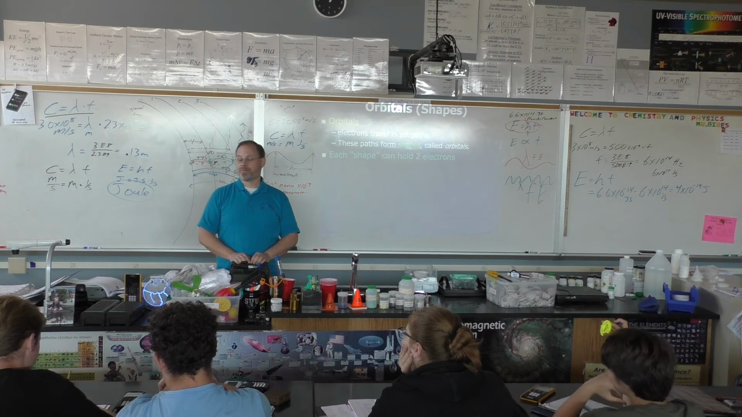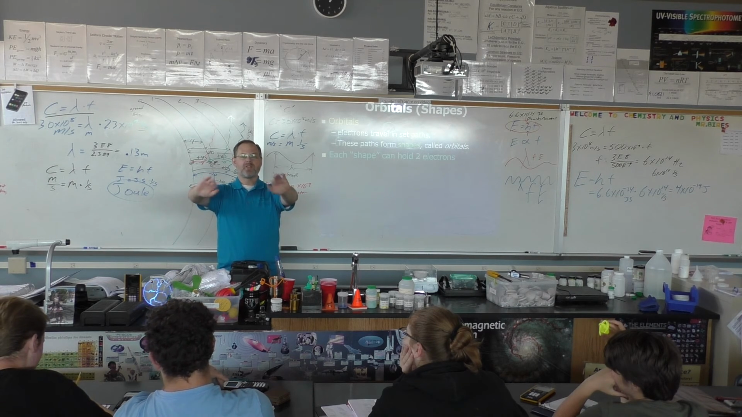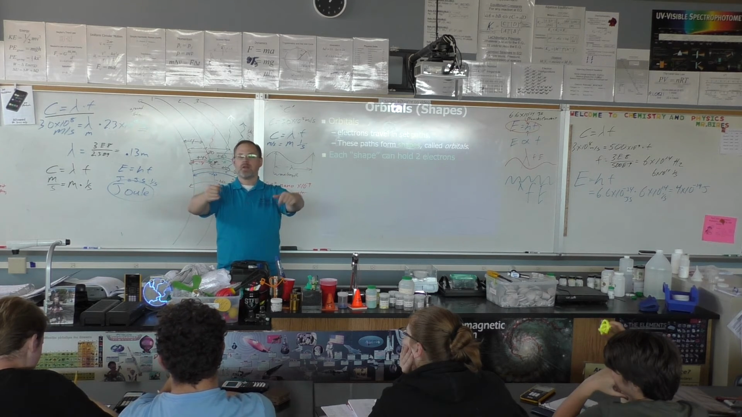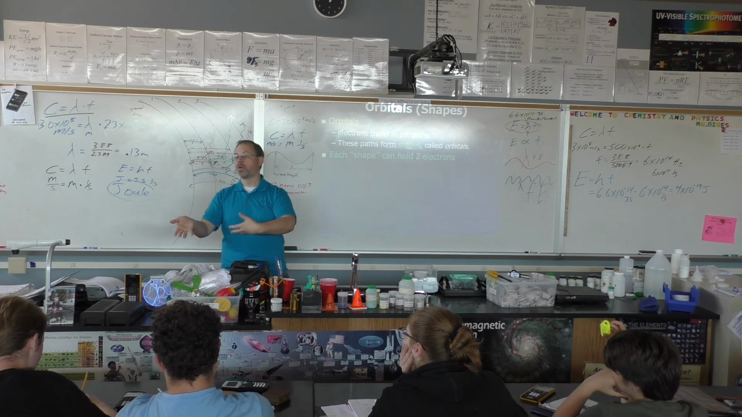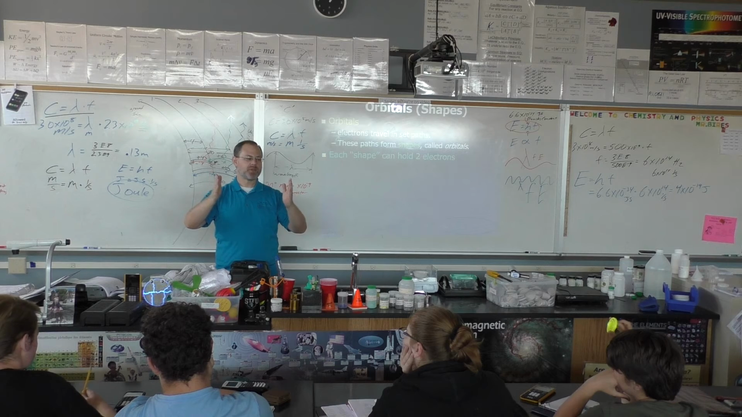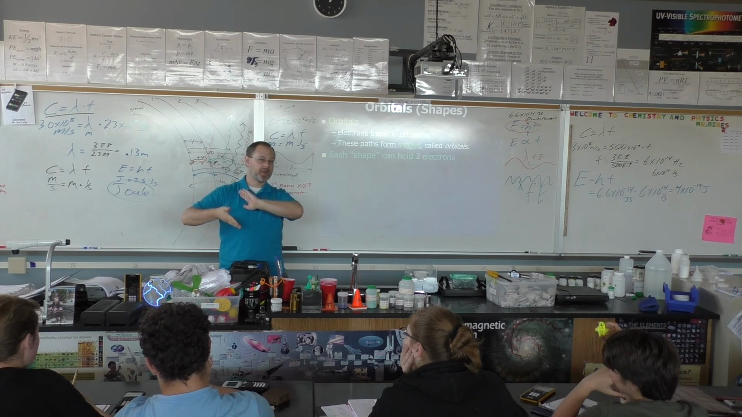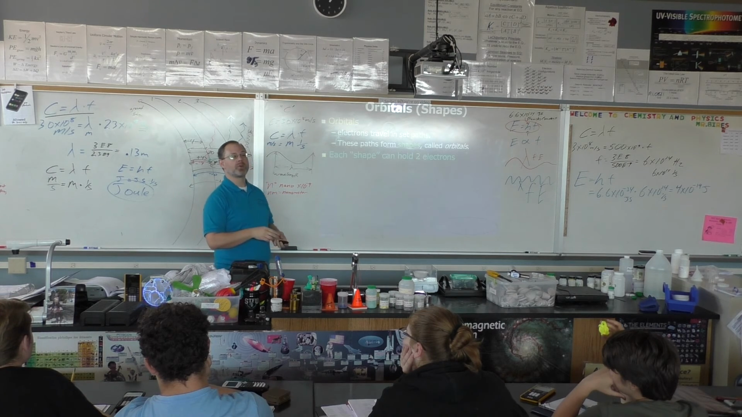So, no sitting on laps. Each table can hold 2 students, but in order to hold 2 students, you have to sit away from each other. Similarly, each orbital can hold 2 electrons, but in order to do that, those electrons have to be separated from each other somehow. And we'll talk about how they do that on Thursday. Okay. So each orbital holds 2.